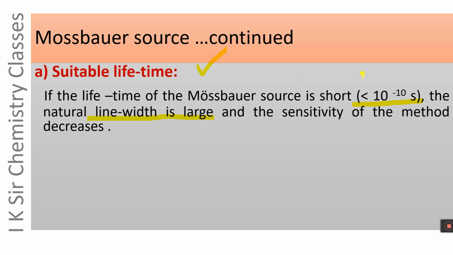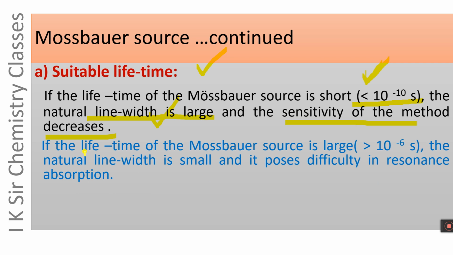And if the life period of the gamma ray source is short, the line width will be large, and it results in the fact that the sensitivity of the method will decrease. It means if the lifetime of the gamma ray source is less than 10 to the power minus 10 second, the natural line width of gamma ray emission will be large and it will decrease the sensitivity of the method.